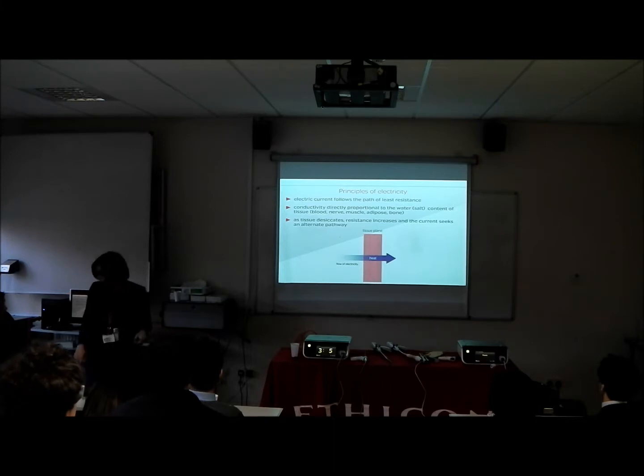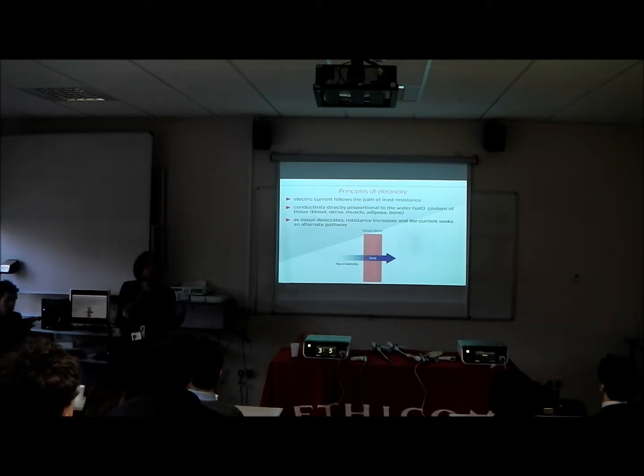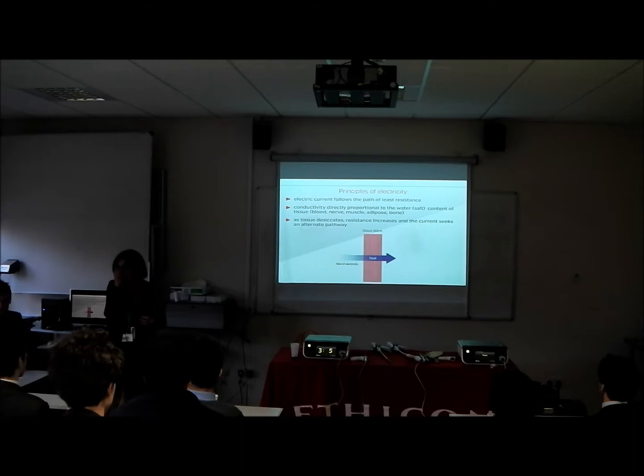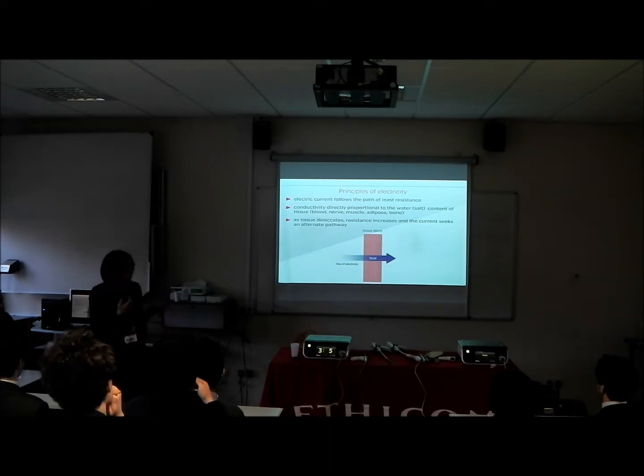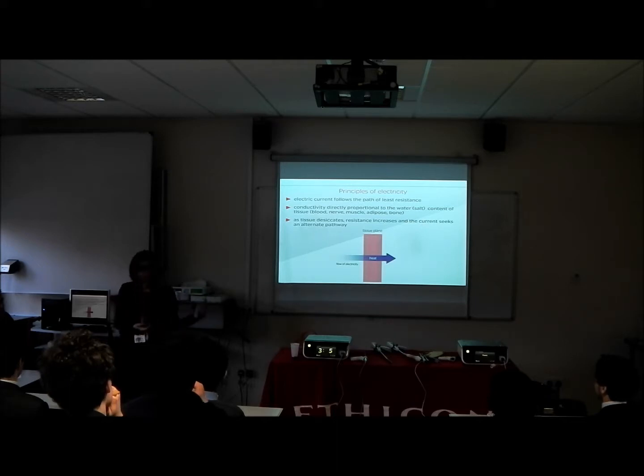Now the way the electricity travels through the body, it will depend on the resistance, because electricity takes the path of least resistance. So as you all are aware, in the human body, what is the main component of the human body? Water. So what does water have inside the human body? It has ions, and they conduct electricity.